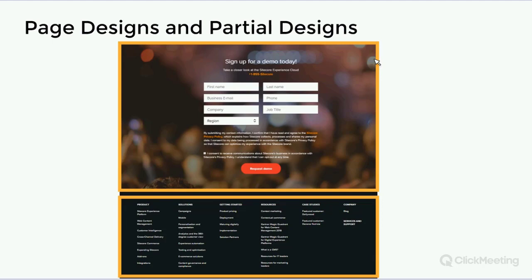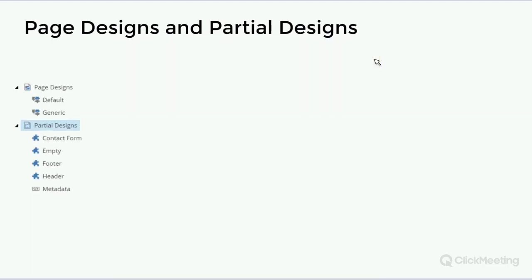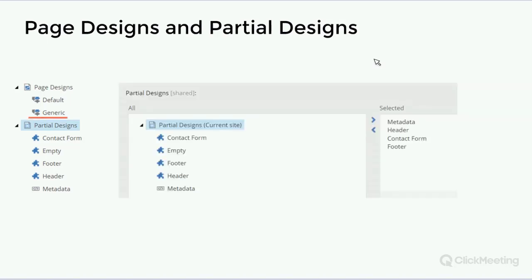So how does this actually look in Sitecore? Sitecore has, under the presentation layer, page designs and partial designs. And you can see here that under the partial designs, I have created a contact form, footer, and header, where I would be dragging and dropping all those link lists. After that, I have created the page design, which is called generic, because I want all my pages to have this type of page design.